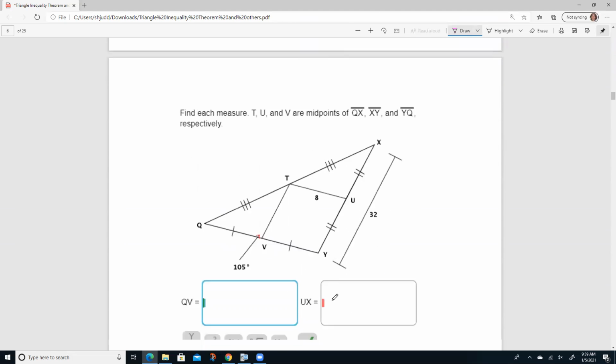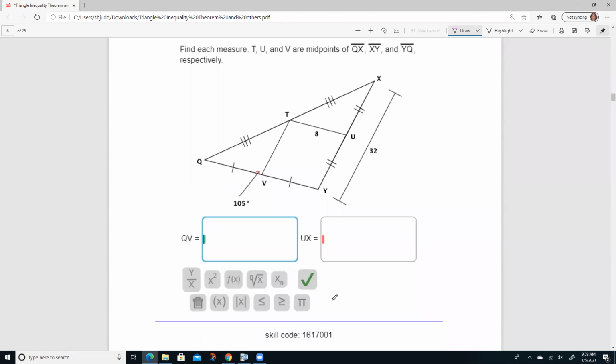All right, let's try another one. Find each measure. T, U, and V are midpoints of QX, XY, and YQ, respectively. All right, so we want to find QV. Now, QV is right here. Nifty neato.